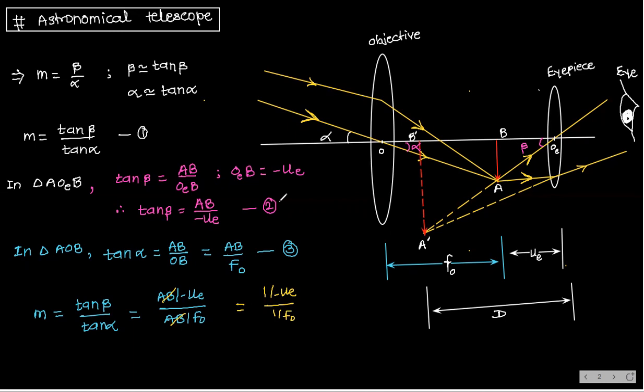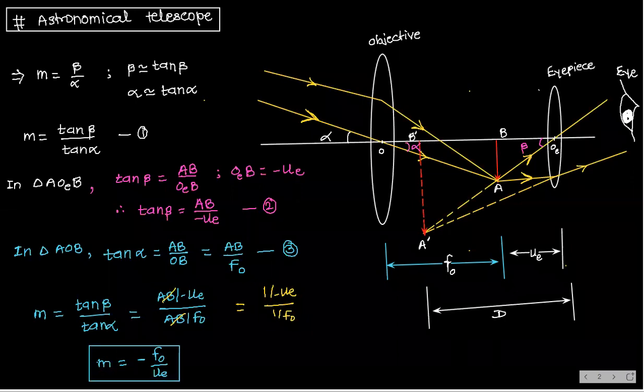the magnification formula: m is equal to minus f naught by UE. This is the magnification in case of an astronomical telescope.